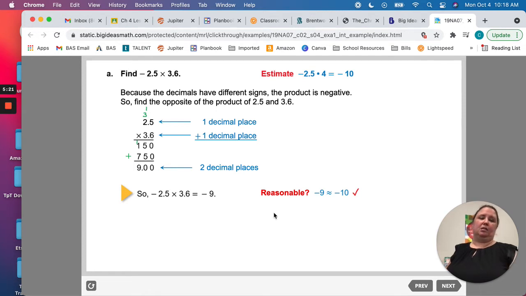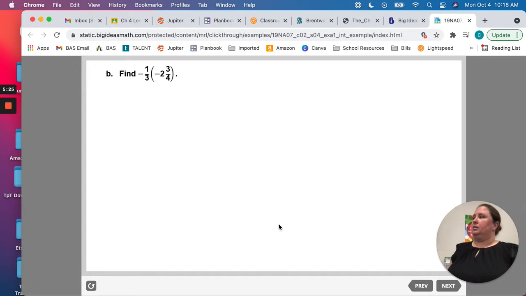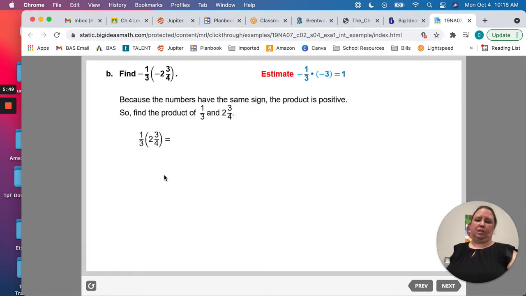Now we're going to do B. Example 1A, now 1B. Okay, now we're going to do fractions. The one thing you need to remember when multiplying fractions is if you have a mixed number, what do you need to do to it? Make it an improper fraction. Okay, we have a negative times a negative, which means the answer is going to be? Positive. Very good. So I can pretty much ignore those negatives.